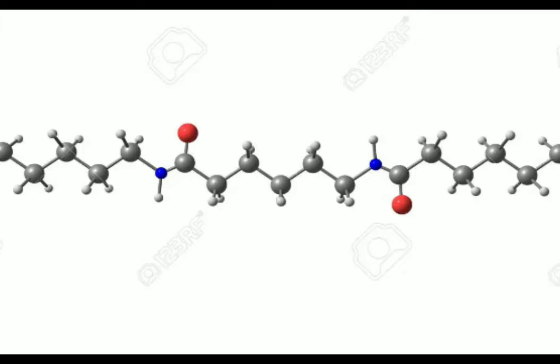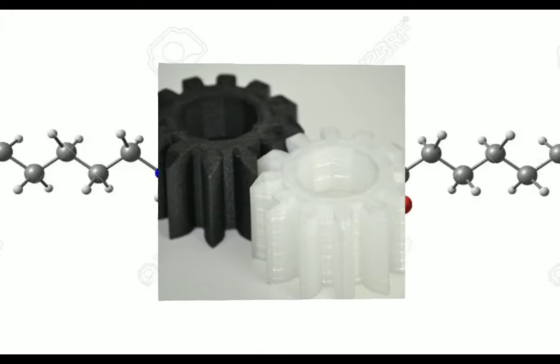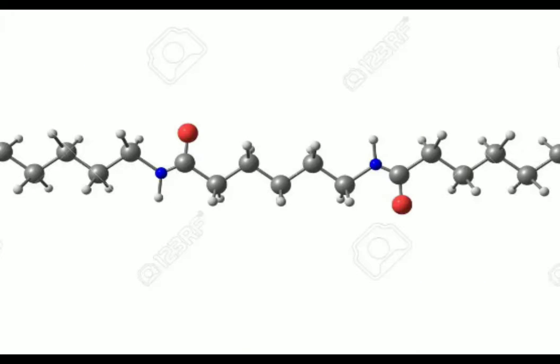Here is a look at a composite gear made of both nylon and carbon. Nylon is commonly referred to using the chemical designation PA and is most widely available in black, white, and its natural color, off-white or beige.